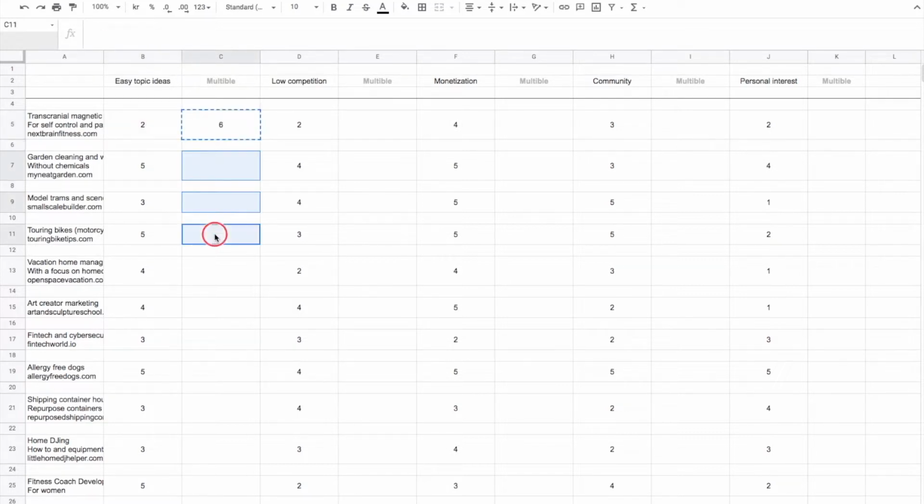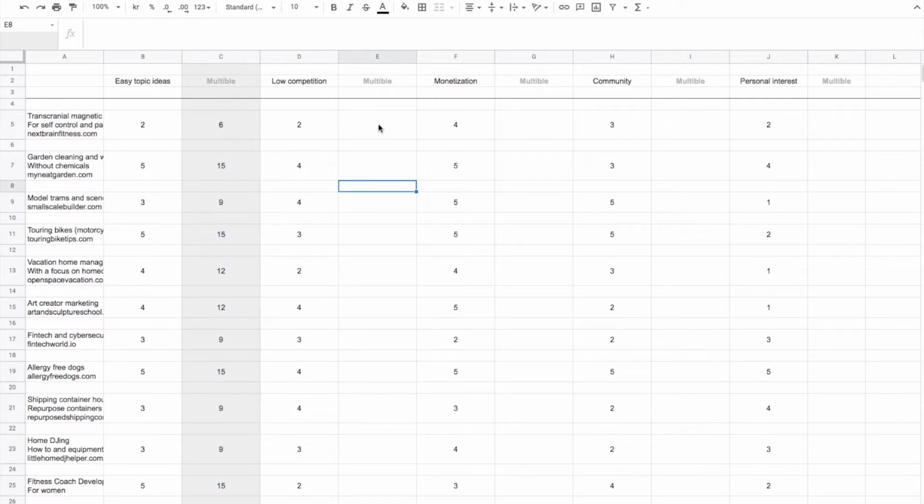This is going to be the same for everyone on the list here. For low competition, this is sort of the same thinking. If you're a beginner, you would put more emphasis on low competition than I would. It's still important, but I have some patience to wait maybe 2 years before this really takes off.